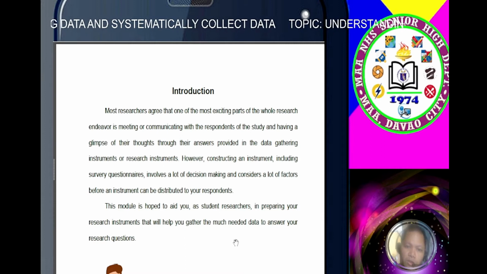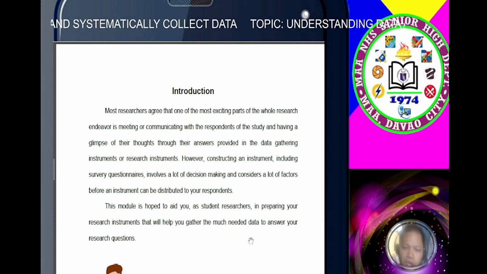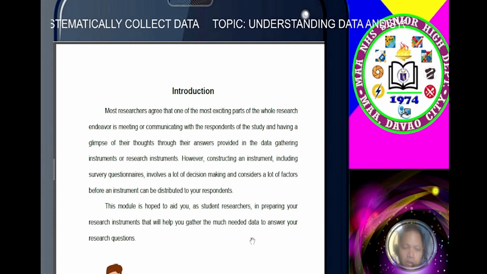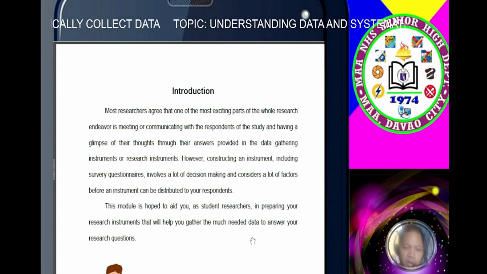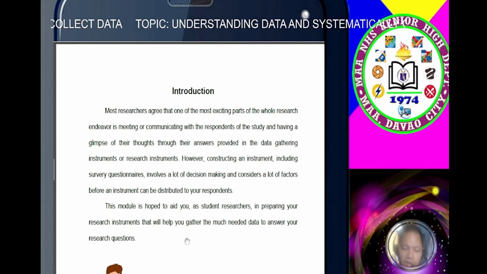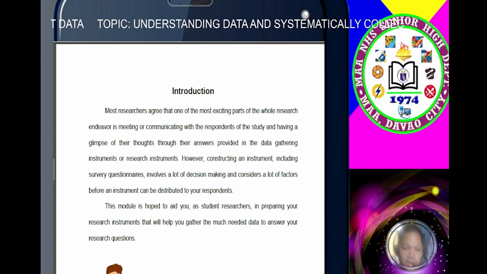This module hopes to aid you as student researchers in preparing your research instruments. It will help you gather the much needed data to answer your research questions.